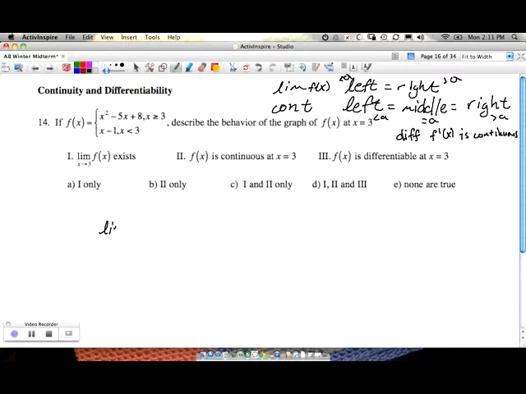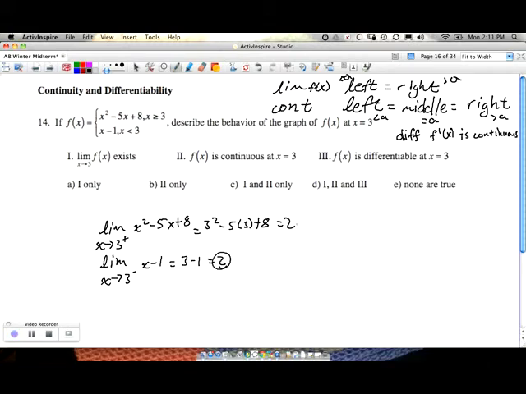Let's check number one. What's the limit as x approaches 3, let's say from the right? Well, if we're talking about from the right, that means we're going to do the top function. That's going to be x squared minus 5x plus 8. So if we're saying as x approaches 3, that's going to be 3 squared minus 5 times 3 plus 8, which is 9 minus 15 plus 8. 9 minus 7, that's 2. The limit as x approaches 3 from the left means we use the other function, x minus 1. And that's pretty easy. That's just 3 minus 1. That also equals 2. So that's true. Number 1, check.